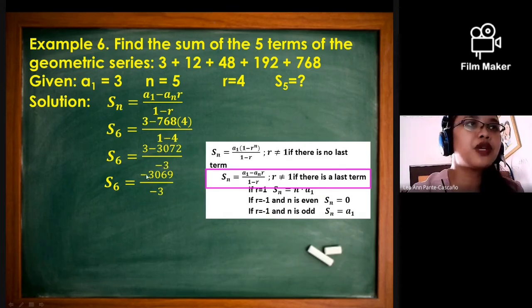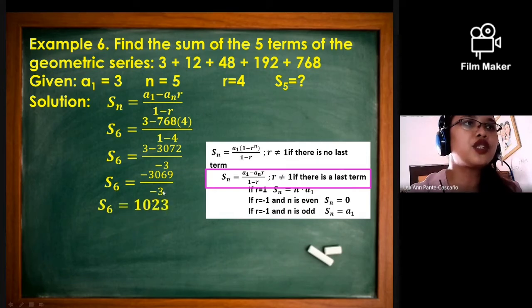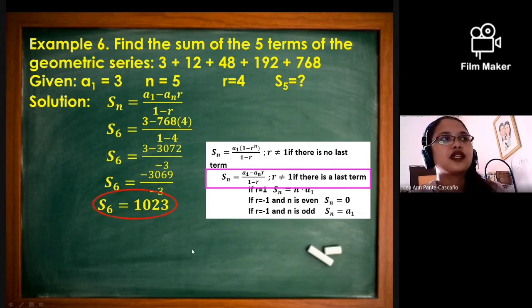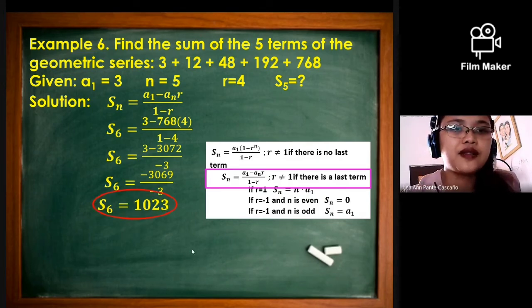Both negative numerator and denominator, you can cancel out the negative, or simply negative divided by negative is positive. Let's divide. 3 divide 3 is 1. 0 divide 3 is 0. 6 divide 3 is 2. And 9 divide 3 is 3. So the total is 1,023. The sum is 1,023.